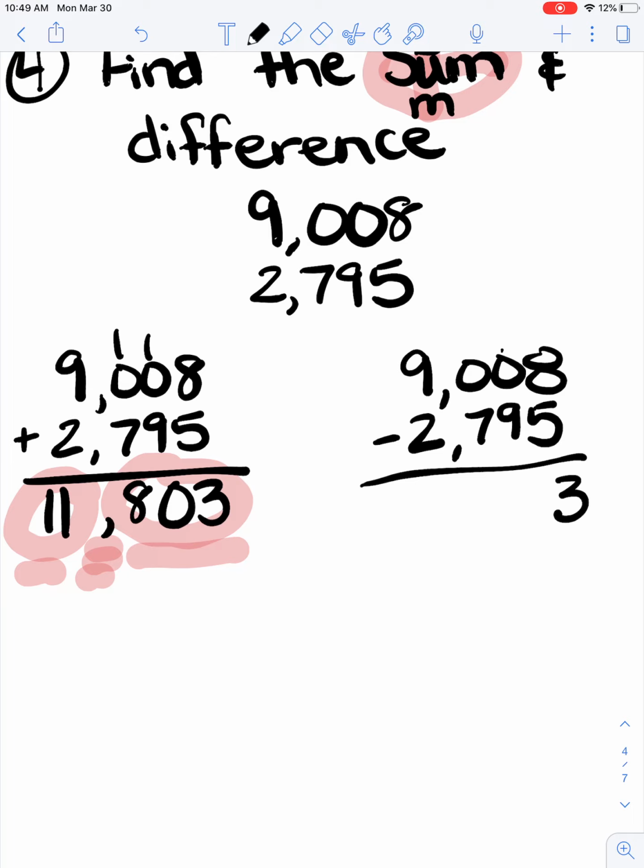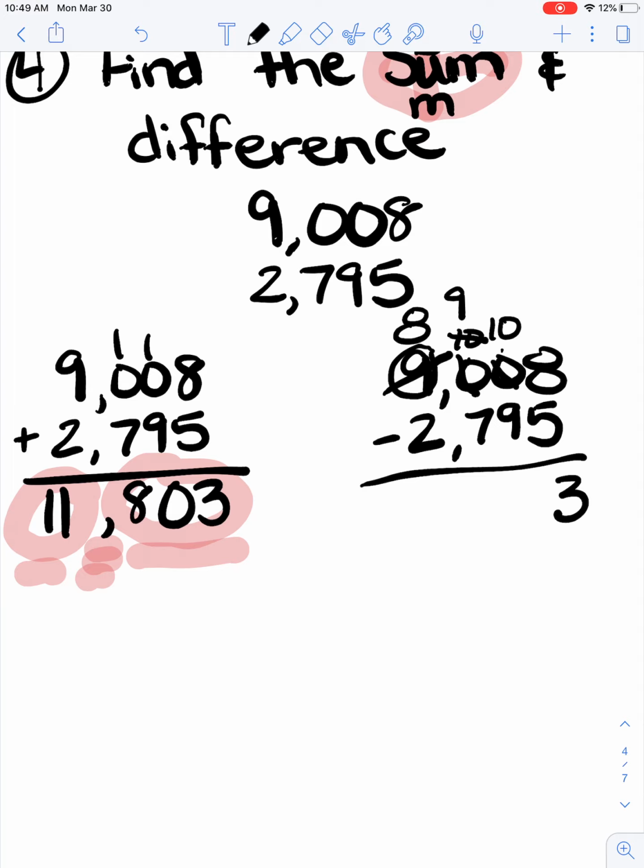No. So what do we do? We go next door and get 10 more, but they didn't have any here. So we have to go next door and get 10 more here. And so instead of 9, we have 8 left. And we bring that next door because we were bringing over a 10. Now I can borrow from there, make this a 9, and now bring this over, and now we have a 10.